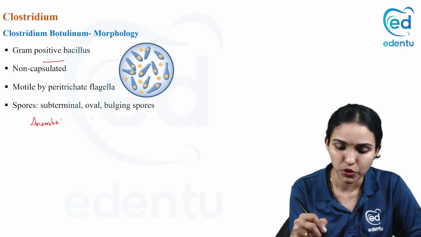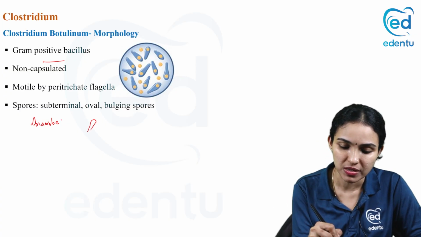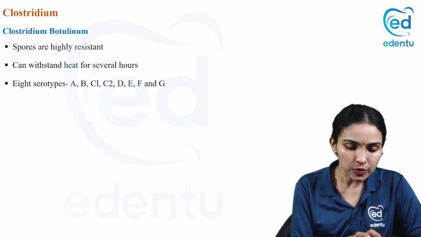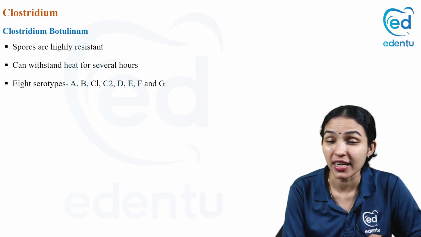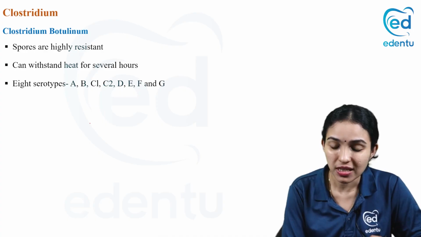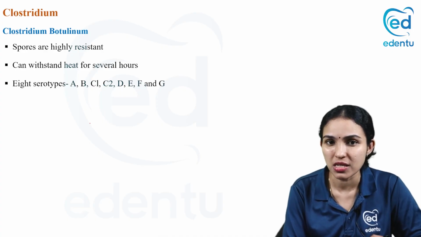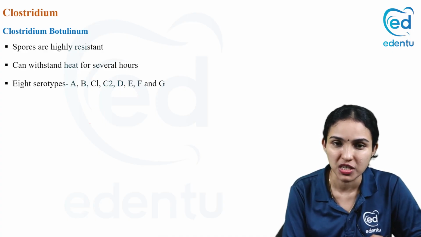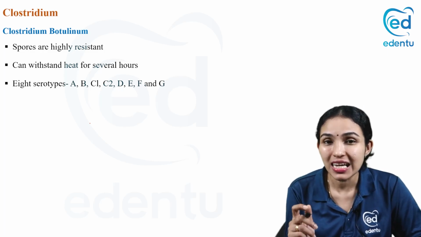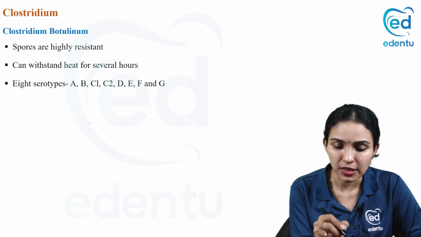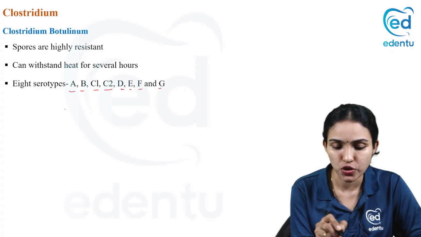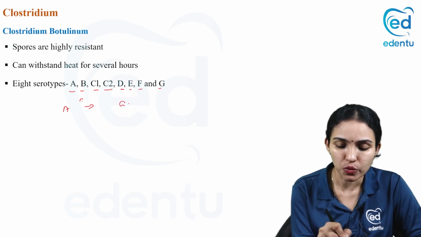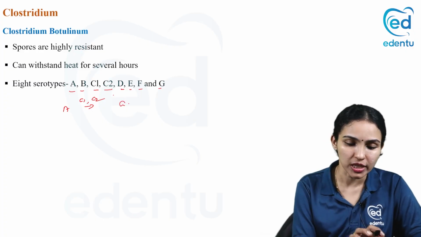Like perfringens, it produces subterminal oval but bulging spores. The bacilli will look like this, since it has a very bulging spore. Now the peculiarity of the spores produced by botulinum is that they are highly resistant. They can resist heat for several hours, so it is a little difficult to eradicate the spores if present in food. There are 8 serotypes: A, B, C1 and C2, D, E, F, G.